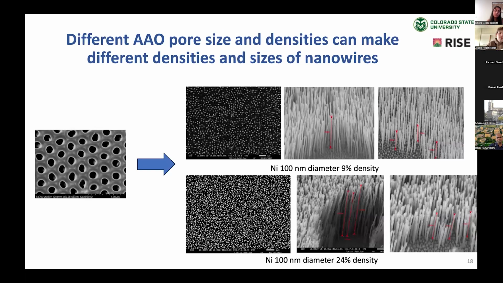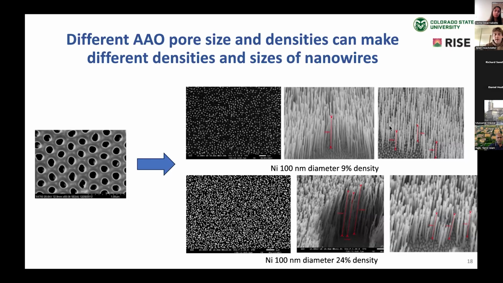Different AAO pore sizes and densities can make different densities and sizes of nanowires. So we can produce wires of all shapes and sizes within the range of the AAO template. The AAO template itself gives holes from 30 nanometers diameter to 300 nanometers diameter.